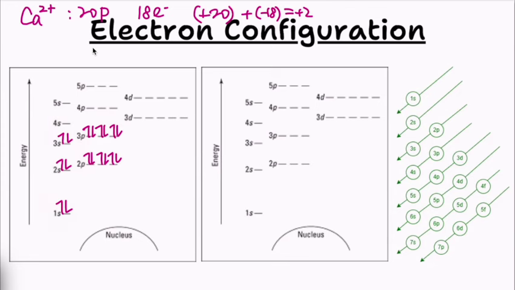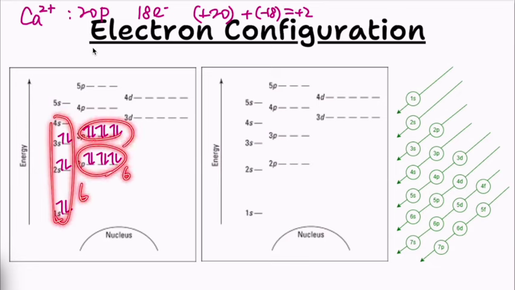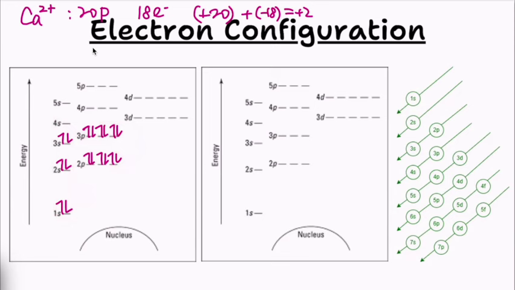Sorry, so how many electrons do we have for now? We have 6 electrons, 6 electrons, and 6 electrons. So we have 18 electrons for now. So that's it. Okay, we're going to stop here.